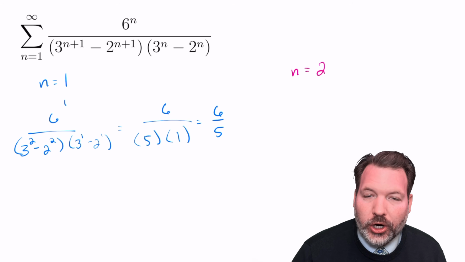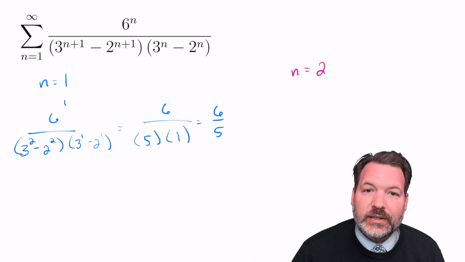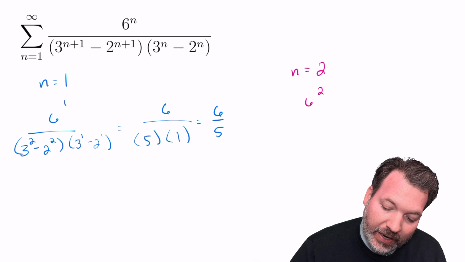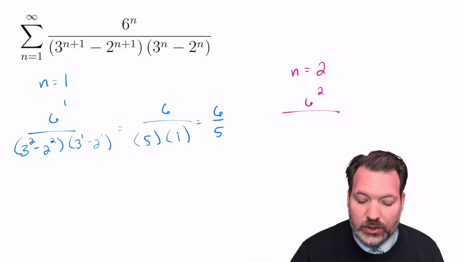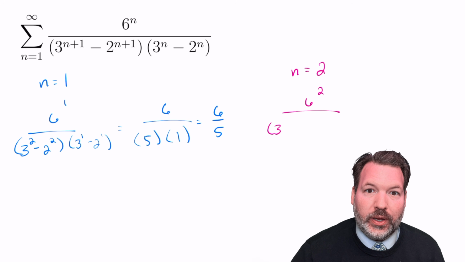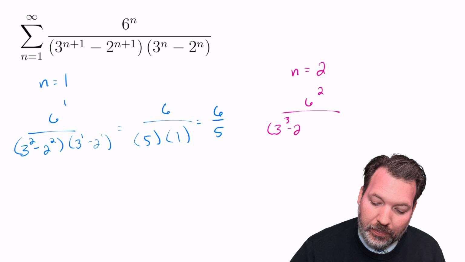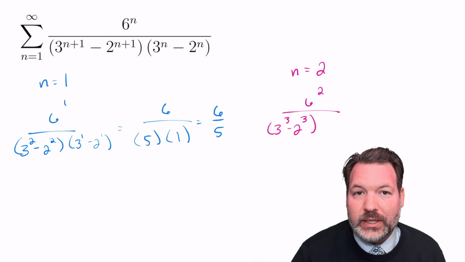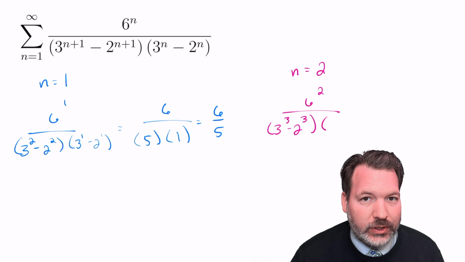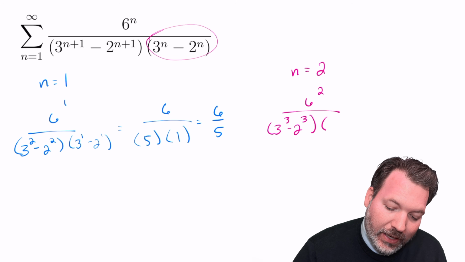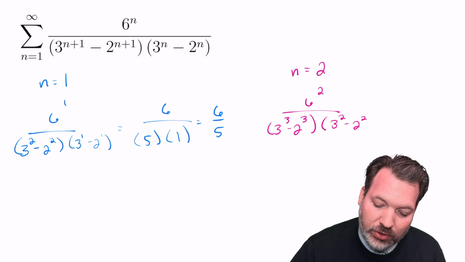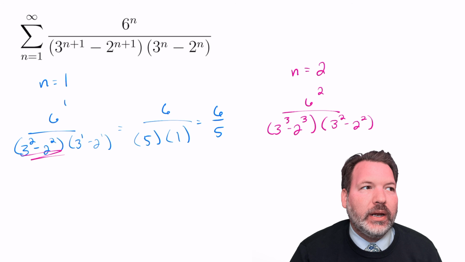For the second term in the sequence, which will add to the 6/5 to get the second partial sum, we're taking the second power of 6. So 6 squared over, again incrementing forward, the difference between the third power of 3 and the third power of 2. That's going to be 27 minus 8 makes 19, times, and here's where things first got interesting to me, as we plug in n equals 2, we get that 3 squared minus 2 squared difference that showed up in our first term.